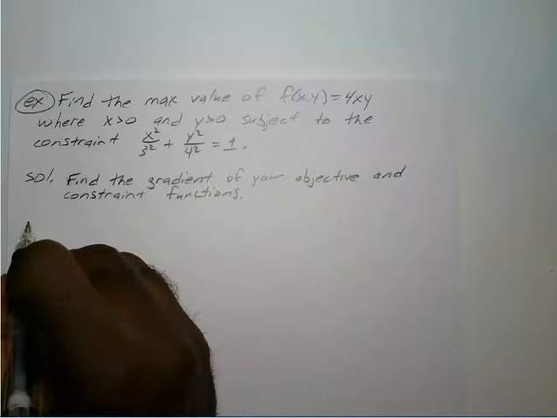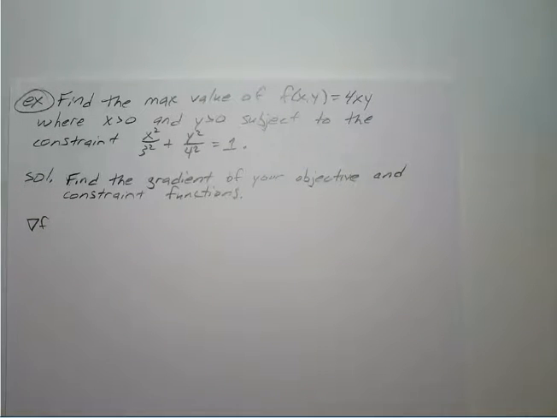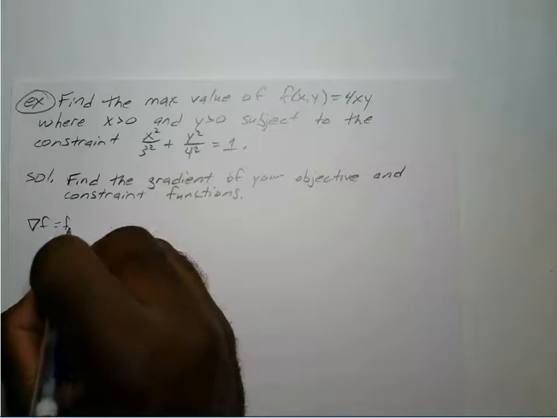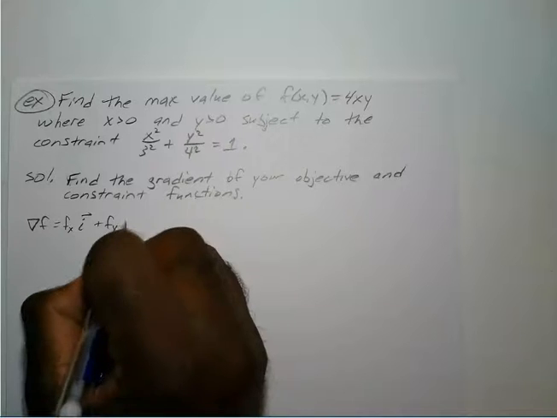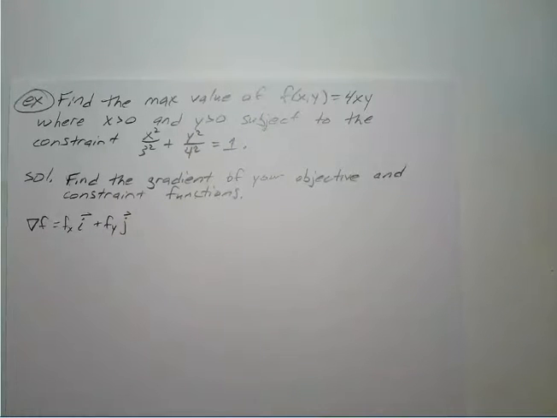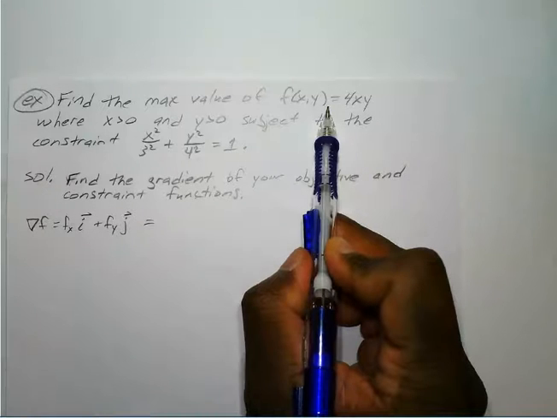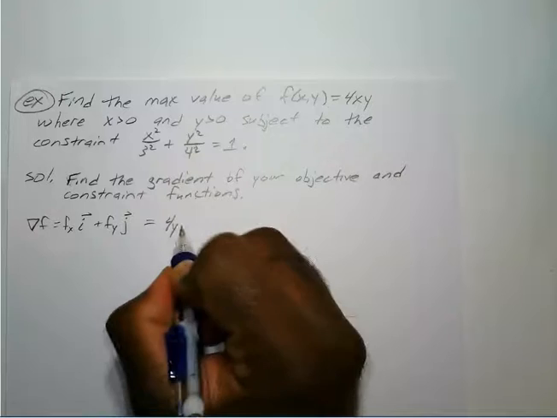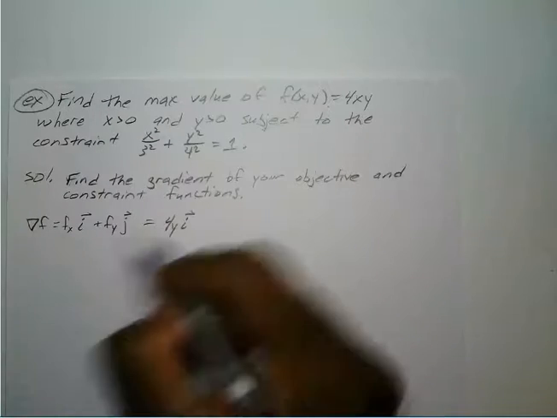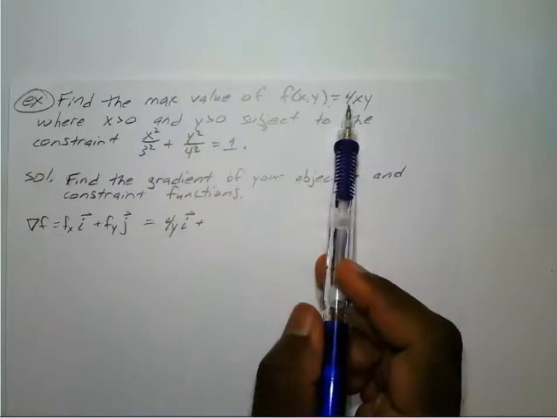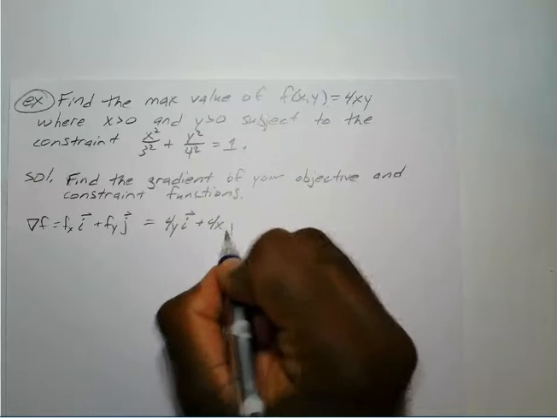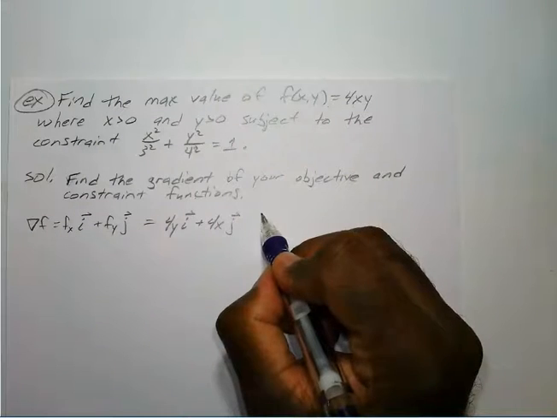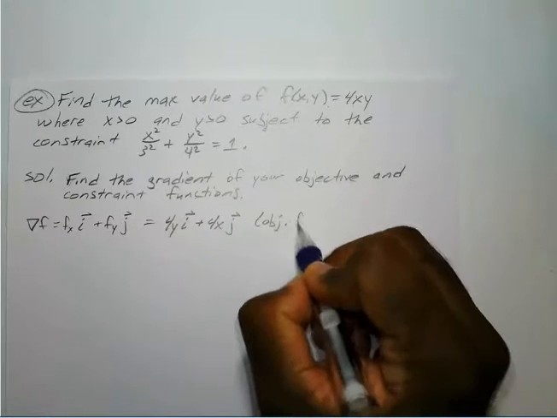Okay, so your gradient, you remember, of f is equal to the partial of f with respect to x times your i vector plus the partial of f with respect to y times your j vector. Now the partial of f with respect to x is actually just 4y, so you have 4y times your i vector plus the partial of f with respect to y is 4x, so you have 4x times your j vector. Okay, remember that's your objective function.